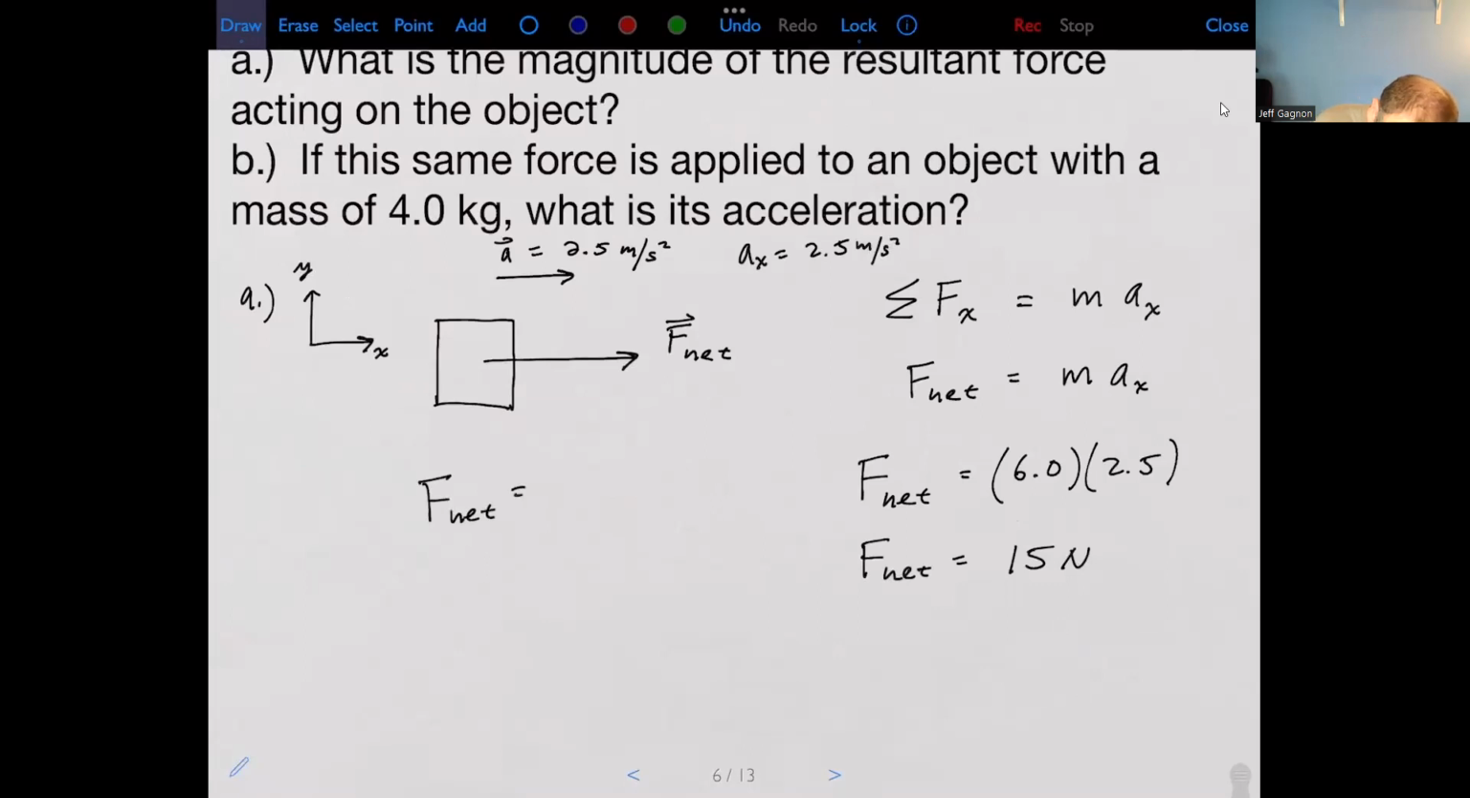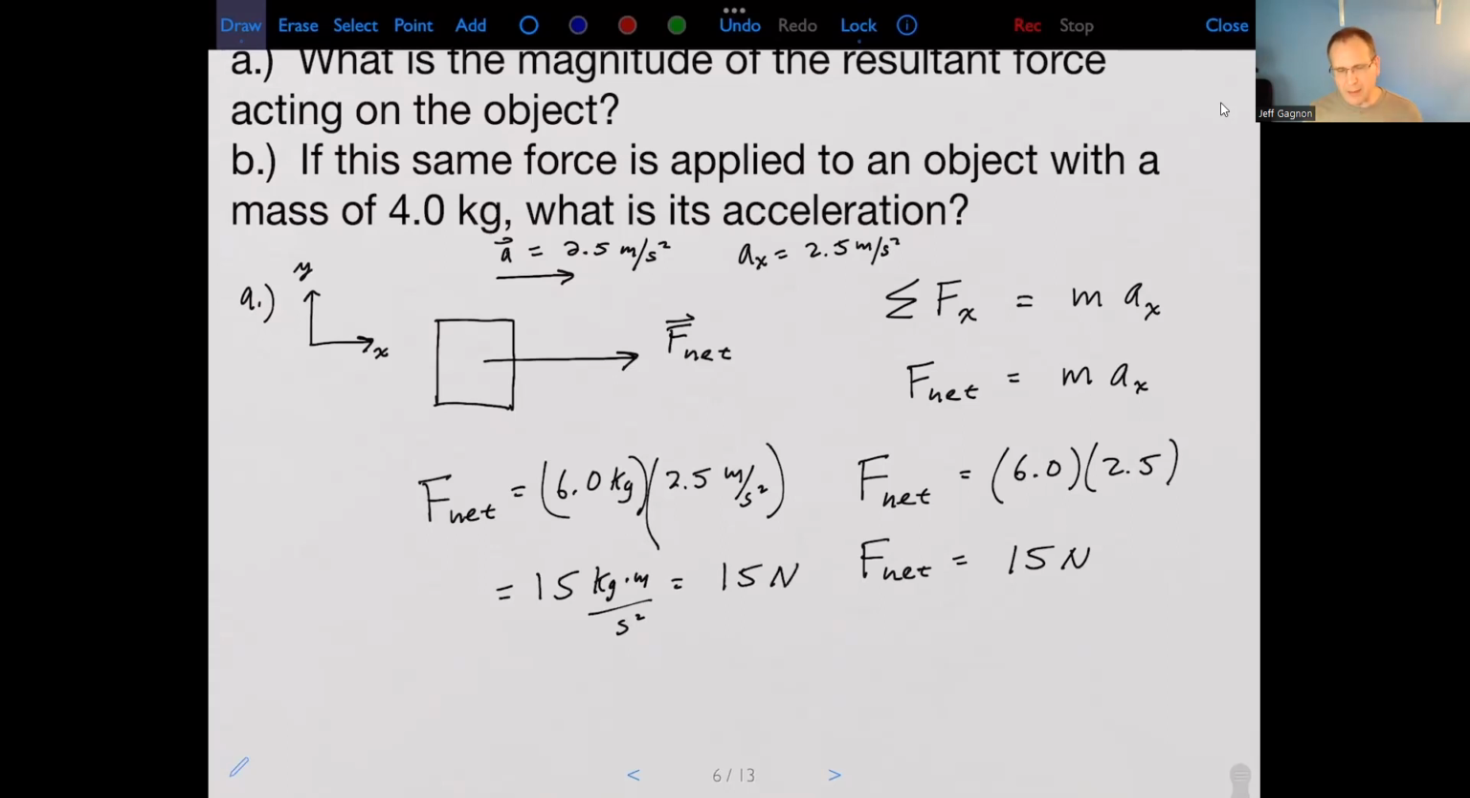F net equals 6.0 kilograms, and then the acceleration is 2.5 meters per second squared. When I multiply these, I get 15, and then kilograms times meters over second squared. But that combination of units has a special name, which we call newtons, right? So that's why I just wrote it as 15 newtons. Sometimes it's good to do that when you're first learning it to make sure that your units are working out correctly. So that would be the resultant force acting on the object, 15 newtons. In this case, we drew it as acting to the right.